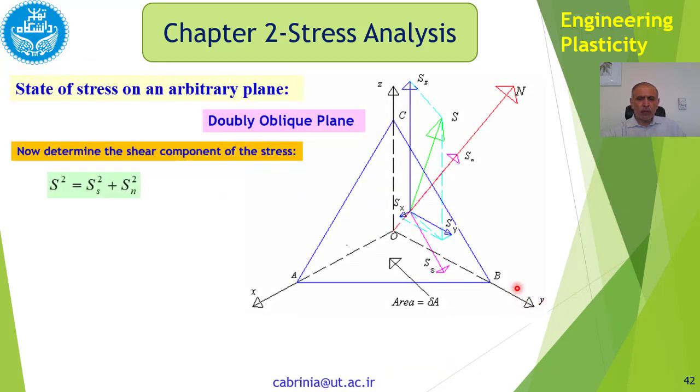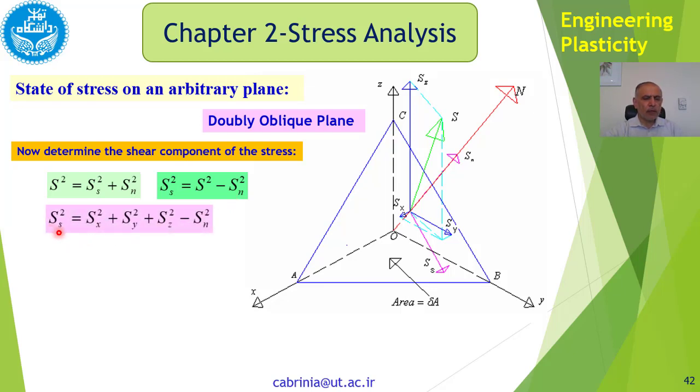Okay then. Now, at the beginning we resolved this stress into two components, shear component and normal component. We have just obtained the normal component of stress. Now we want to find out what the shear component of stress is. So we use this relationship and we write Ss squared is equal to S squared minus Sn squared. Therefore here we can write Ss squared equals Sx squared plus Sy squared plus Sz squared minus Sn squared, because S squared is equal to Sx squared plus Sy squared plus Sz squared. We obtained this from a previous result.